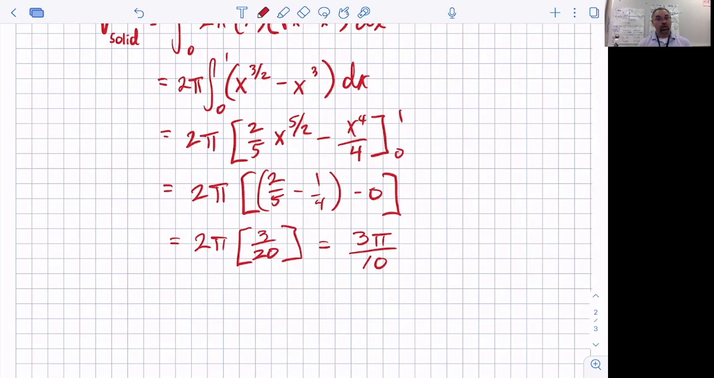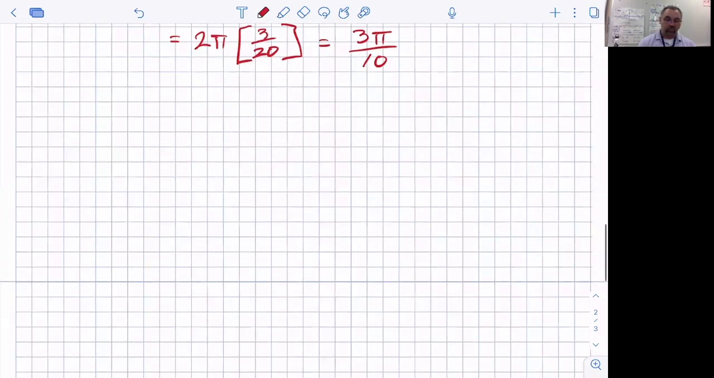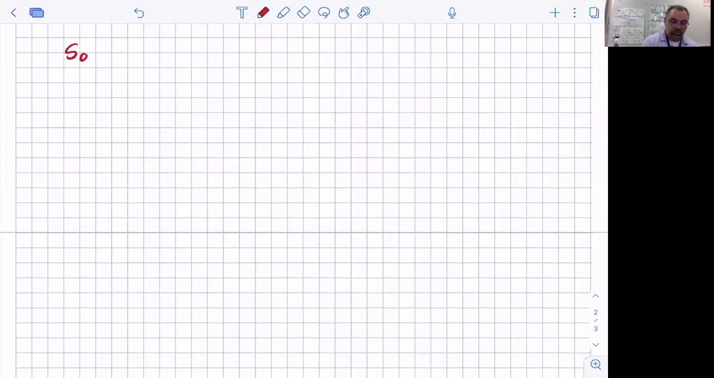Now, what if we were revolving around a different axis? What if we were revolving around, say, the line x equals 1, or x equals 2, or x equals -1, some other vertical axis of revolution? So take the same region and revolve about, let's say, x equals 2, just because. No reason. I'm going to draw that out.